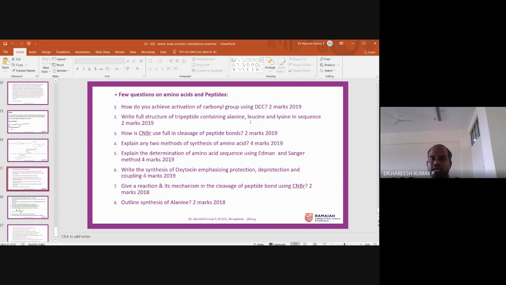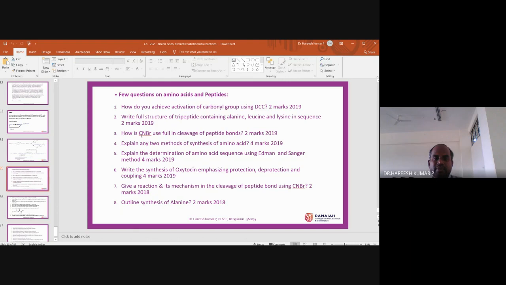Amide bond between the carboxylic end of the alanine and the amino group of the leucine, and the carboxylic end of the leucine and the amino group of the lysine. So here the C-terminal end is free, here the N-terminal end is free. Okay, that's what you need to write when you are writing a structure.